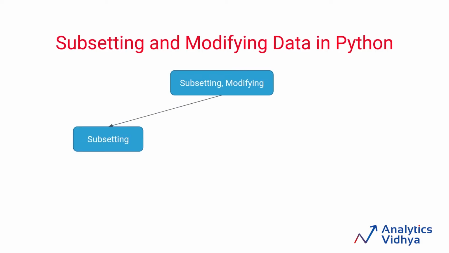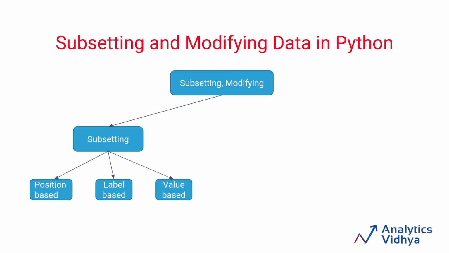First of all, we have subsetting. And under subsetting, we have 3 major types of subsetting the data. The first one is position-based subsetting. That is using row or column number to subset the data. We have label-based subsetting as next, wherein we subset data based on the labels that are given to the row. And we have value-based subsetting, wherein we subset data based on values that are present in rows or columns.